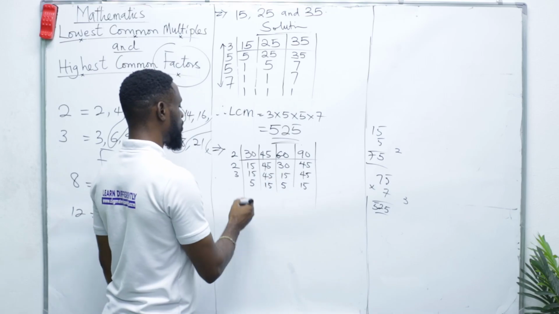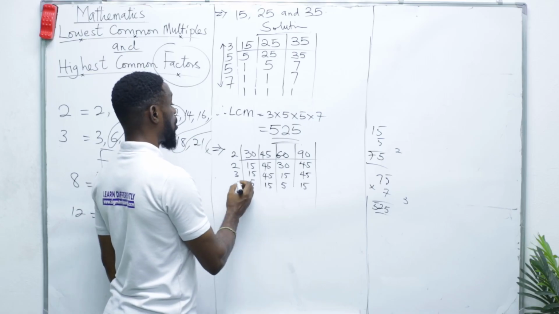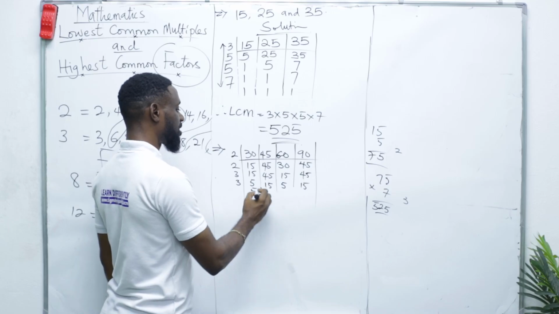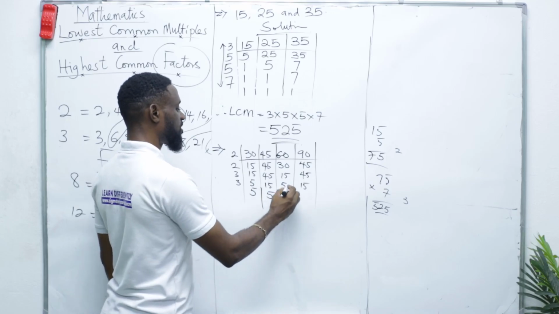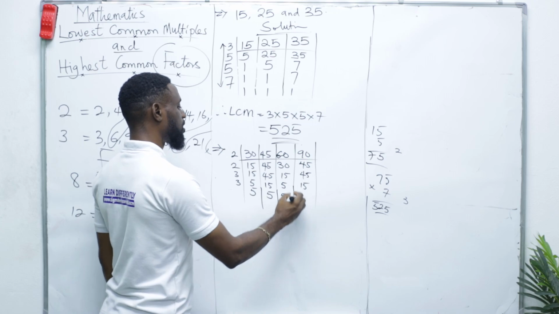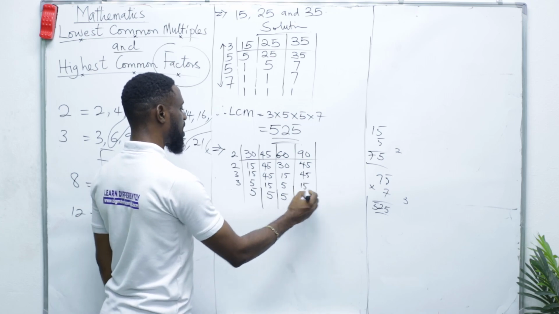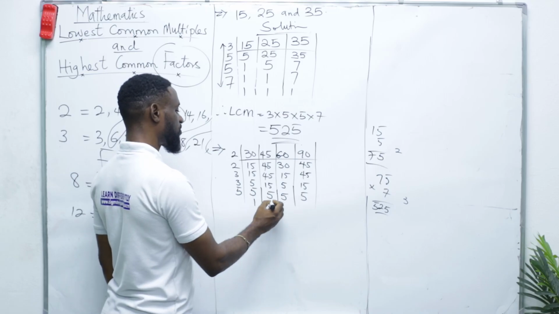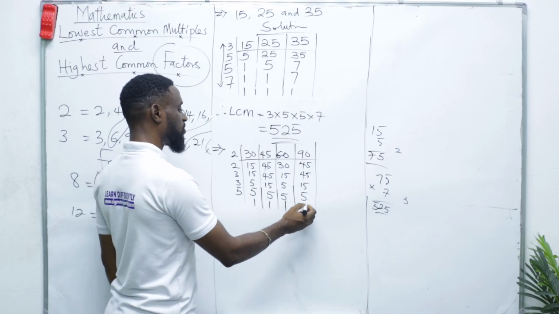We can still go with 5. Okay? Or 3. We can go with 3. 3 in 5, it can't go. We bring it down. 3 in 15 is 5. 3 in 5, it cannot go. We bring it down. 3 in 15 is 5. Then the next one we have to go with now is 5. 5 here is 1. 5 here is 1. 5 here is 1. 5 here is 1.